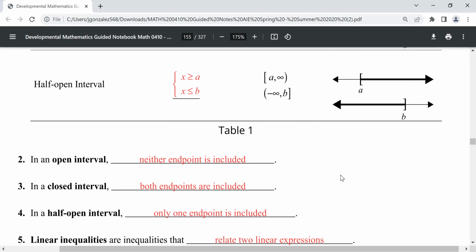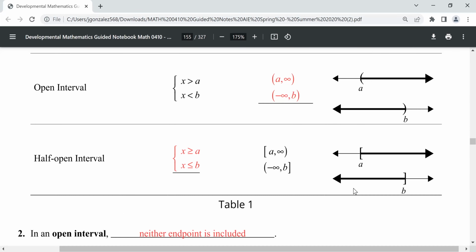So we just said earlier, table 1: open interval, neither endpoint is included. Closed interval, both endpoints are included. Half open obviously has half and half. Can you move it up a little bit? Sure. So infinite, it just keeps on going.